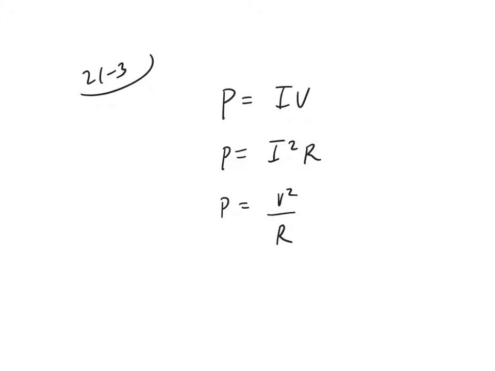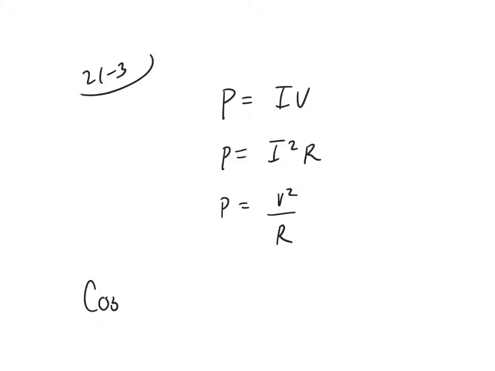If you're given resistance and voltage, go to the third one. Sure, you can find current using V equals IR and then use the first one, but why do an extra step? No need to do an extra step in these problems. So those are the 3 formulas for power.